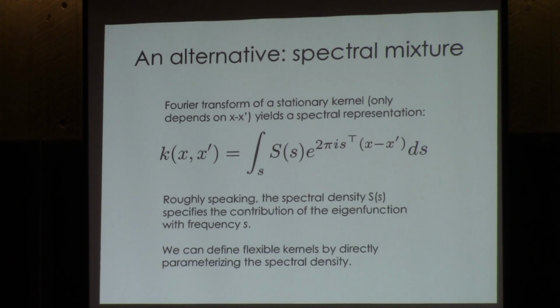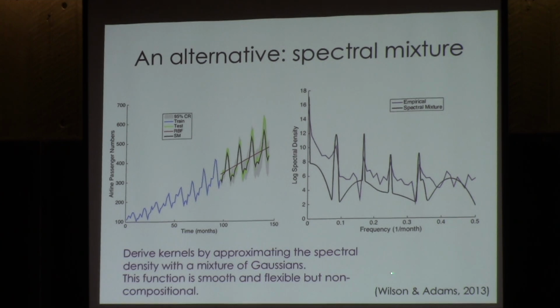A more sophisticated alternative hypothesis derives from a very different perspective on an expressive class of functions, functional priors, that come from what's known as Bochner's theorem. Bochner's theorem says that any stationary kernel can be represented in this spectral representation. Roughly speaking, the spectral density is telling you the contribution of an eigenfunction with frequency s to the covariance function. And we can define flexible kernels by directly parametrizing the spectral density. So we can parameterize the spectral density and then draw functions from that Gaussian process, just like any other Gaussian process. And this was the insight of Wilson and Adams.